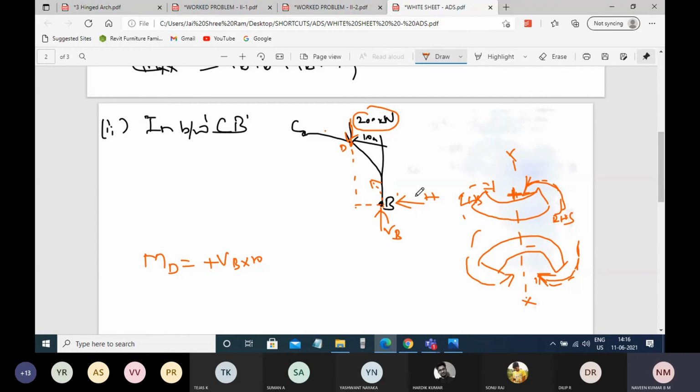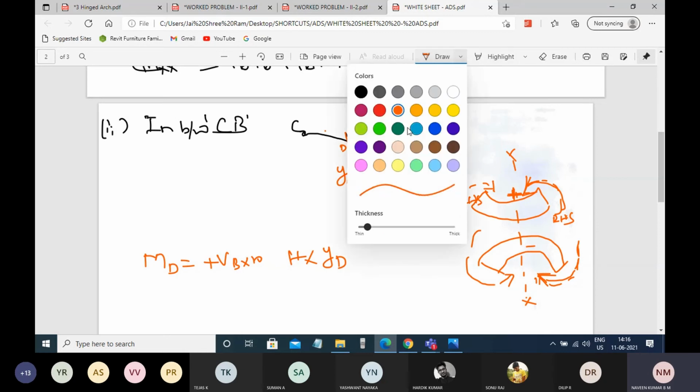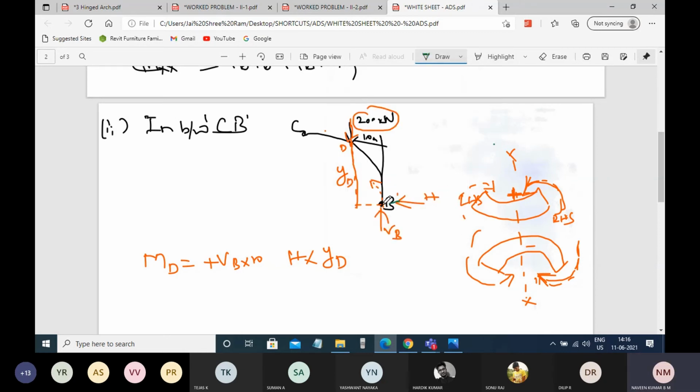And let me go for this one. H is the force. To reach D, you require a perpendicular distance, this is unknown now, so we can consider it as YD. And you see the rotation towards D, it is clockwise. Understood? Clockwise. So clockwise here it is hogging moment, so negative. Okay, so now YD is very important.